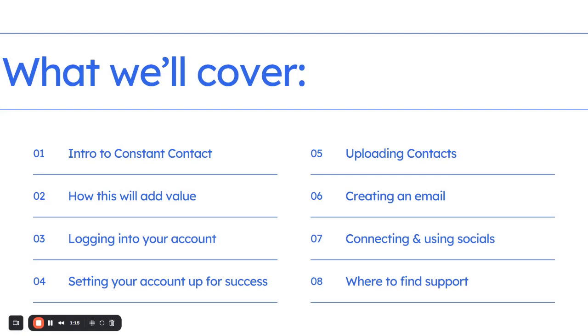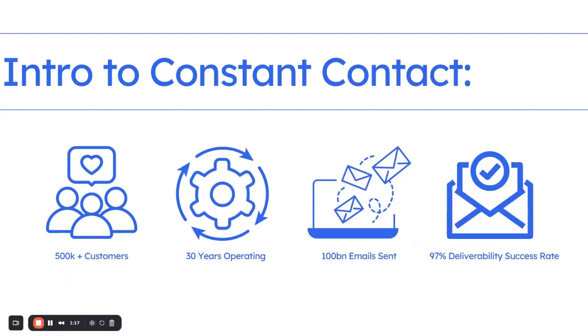So a little bit about Constant Contact. We do support over 500,000 customers worldwide. We've been helping businesses for over 30 years. Each year, our customers send over 100 billion emails from our platform, and we have a high success rate with our email deliverability sitting at 97%, placing us amongst the top providers for email deliverability.